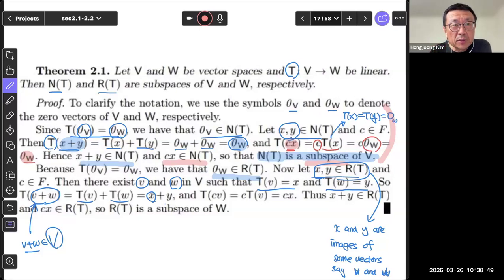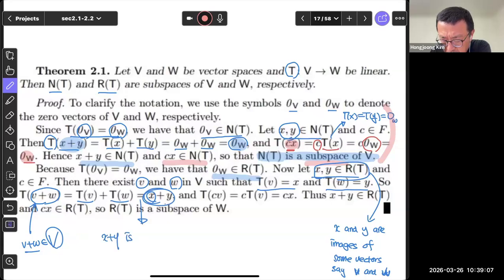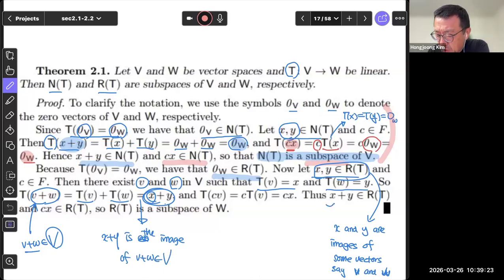So then what does that mean? X plus Y is the image of V plus W. So T of V plus W equals X plus Y. So that means X plus Y is the image of V plus W in V space. Meaning this X plus Y is included in the range.